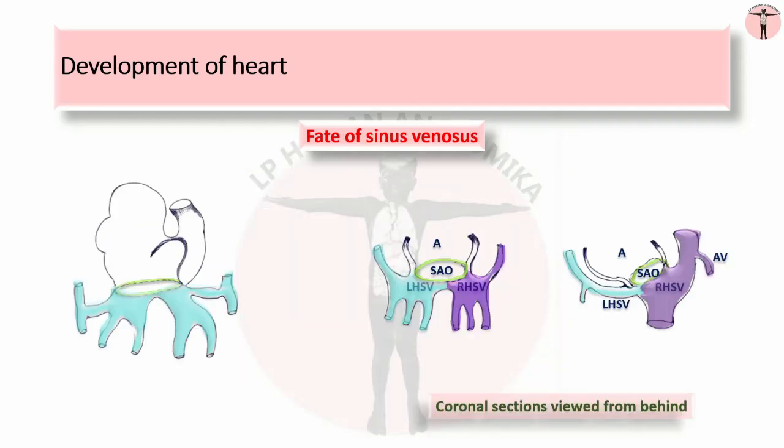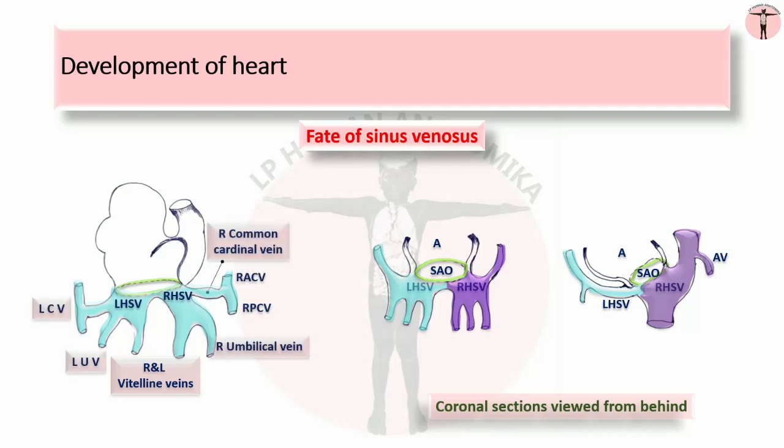In the middle of the 4th week, the sinus venosus receives venous blood from the right horn and the left horn of the sinus venosus. We have already discussed the veins draining into the right and left horn of the sinus venosus. To repeat, each horn receives blood from 3 important veins: the vitelline or omphalomesenteric vein, the umbilical veins, and the common cardinal veins. At first, communication between the sinus venosus and the primitive atrium is wide, communicating between the atrium and the 2 horns of the sinus venosus, and this is called the sinoatrial orifice.